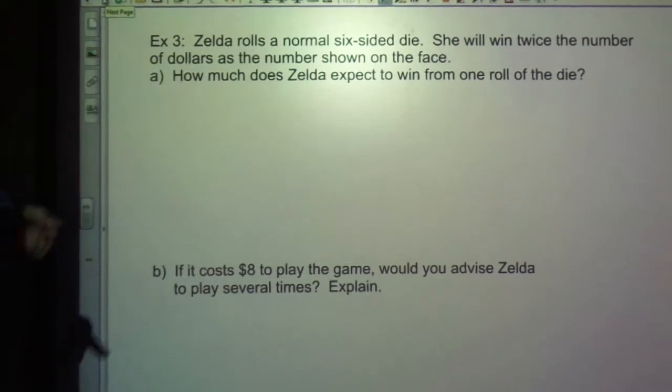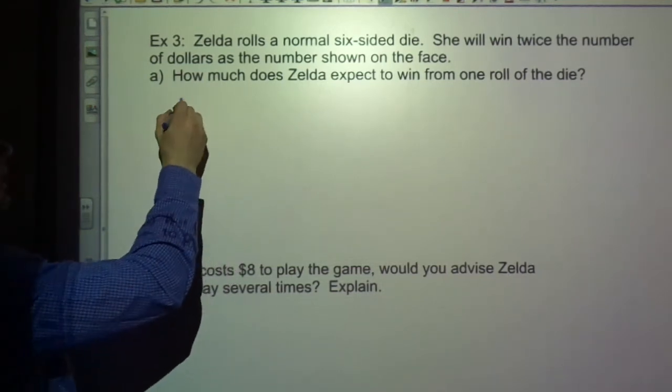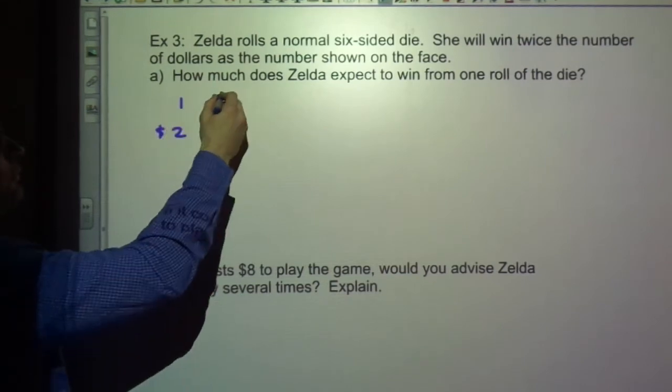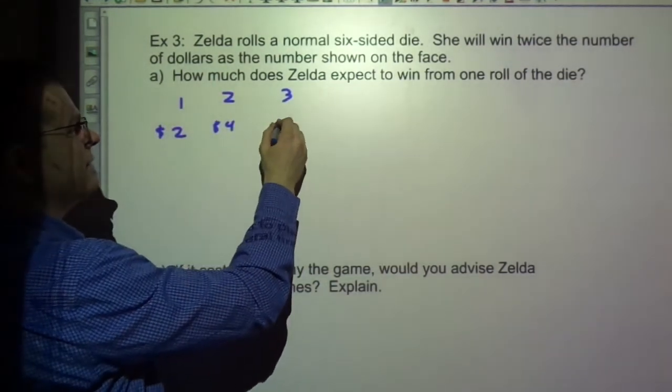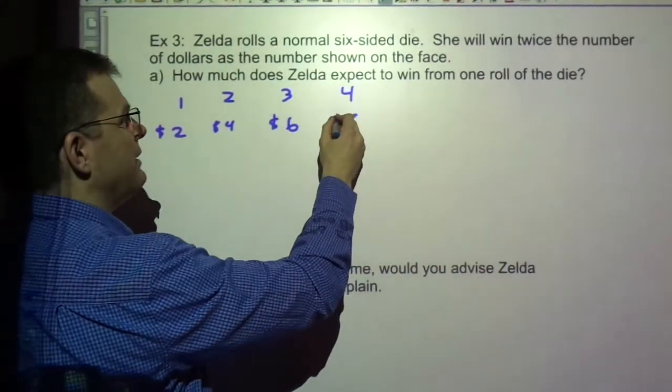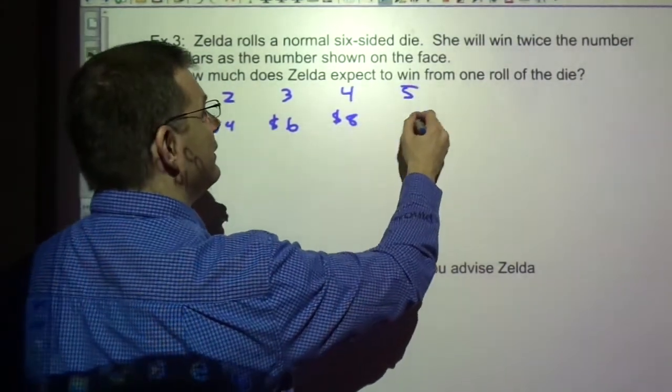Same thing with this. Let's say we roll a die, and you win twice the number of dollars as shown on the dice. So if you roll a 1, you win $2. If you roll a 2, you win $4. Roll a 3, you win $6. $8. $10.